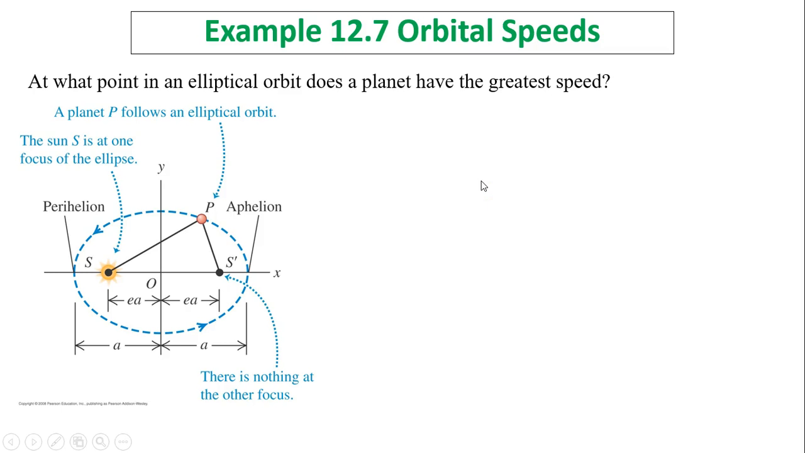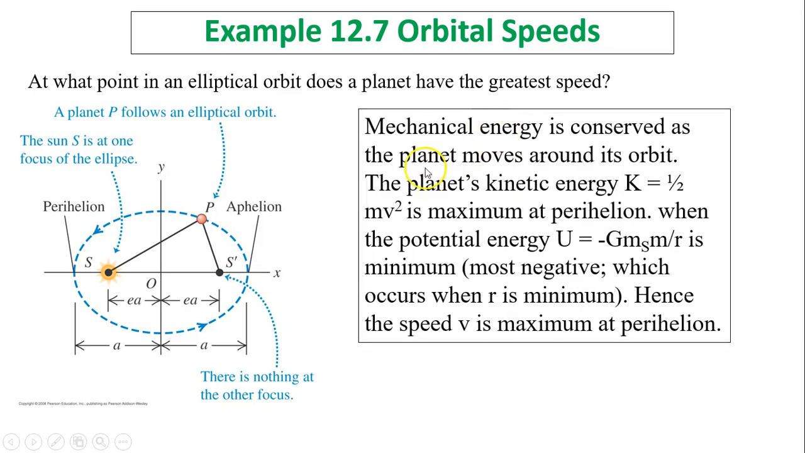Let's take a look at this example. At what point in an elliptical orbit does a planet have greatest speed? According to the second law, this line SP sweeps out the same area in the same time, so it has to go faster at perihelion and slower at aphelion. So where is the greatest speed? At perihelion.